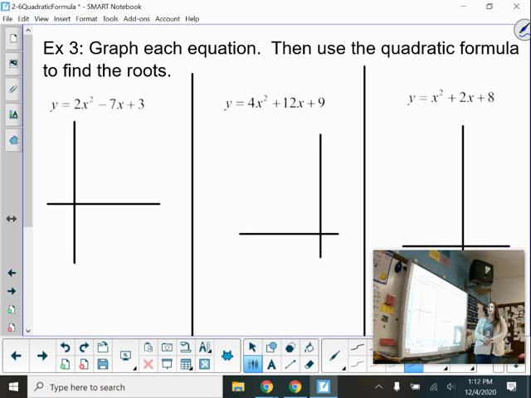This will be your part 2 video for 2-6, the quadratic formula. This example actually has 3 different parts here. We are going to look at the graph of each of these equations, and then we're actually going to use the quadratic formula to go through and find the roots.